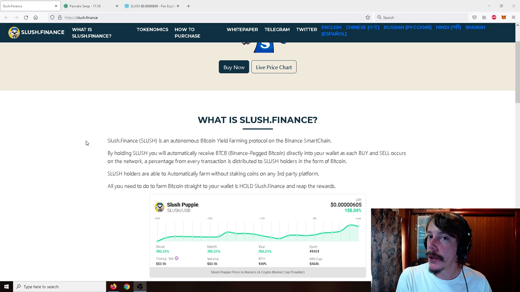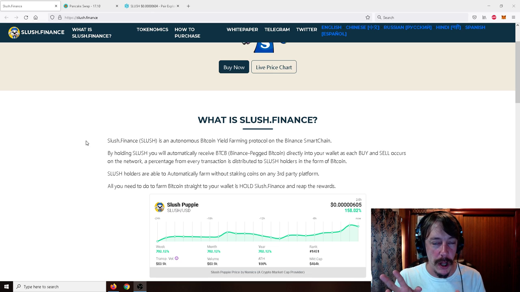This is a little different. It's a little bit more unique in the sense that by holding Slush, you're automatically going to receive Binance-pegged Bitcoin, which is essentially wrapped Bitcoin. It's the same price as Bitcoin. And so you're essentially getting Bitcoin directly in your wallet as each buy and sell occurs on the network. A percentage from every transaction is distributed to Slush holders in the form of that Bitcoin. So Slush holders are automatically farming without staking any coins on a third-party platform.